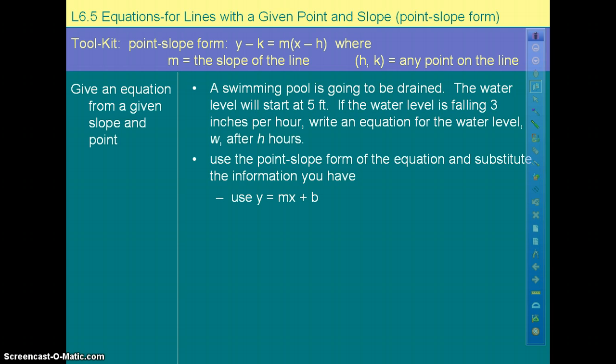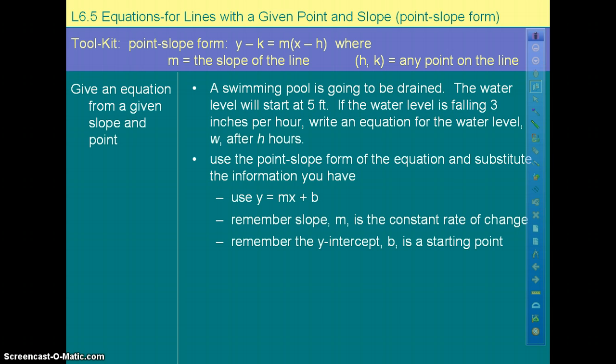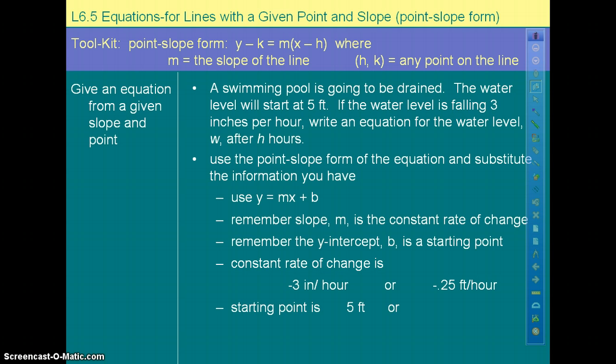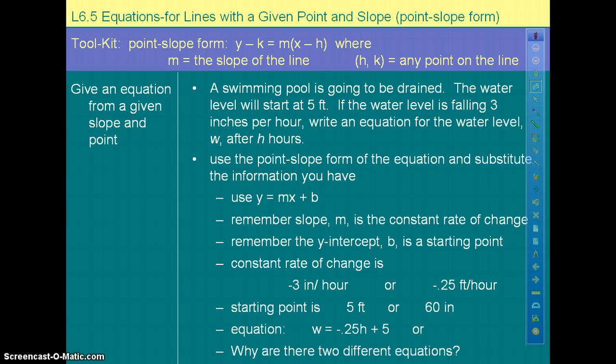So here we can actually use y equals mx plus b, because we have a constant rate of change here. We are draining at 3 inches per hour. And we know the starting point, the y-intercept: we're starting at 5 feet at time 0. So here we can take our constant rate of change as -3 inches per hour, or we can also talk about it as -0.25 feet per hour. When we talk about our starting point, we could consider that to be 5 feet or 60 inches, giving us two possible equations. One of them being -0.25h plus 5, the other being -3h plus 60 for our equation for W.